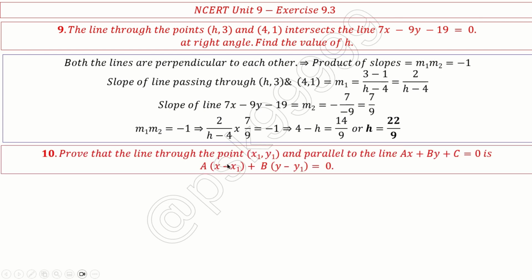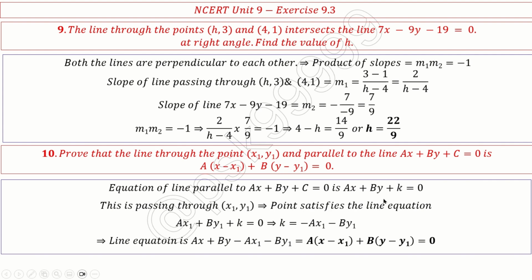Prove that the line through this point and parallel to ax plus by plus c equal to 0 is this one. This is simple. You just substitute the value. This is the parallel line equation, and you substitute the point to get the k value. Now you write the k value and then write it in the given form. It's a straightforward question.